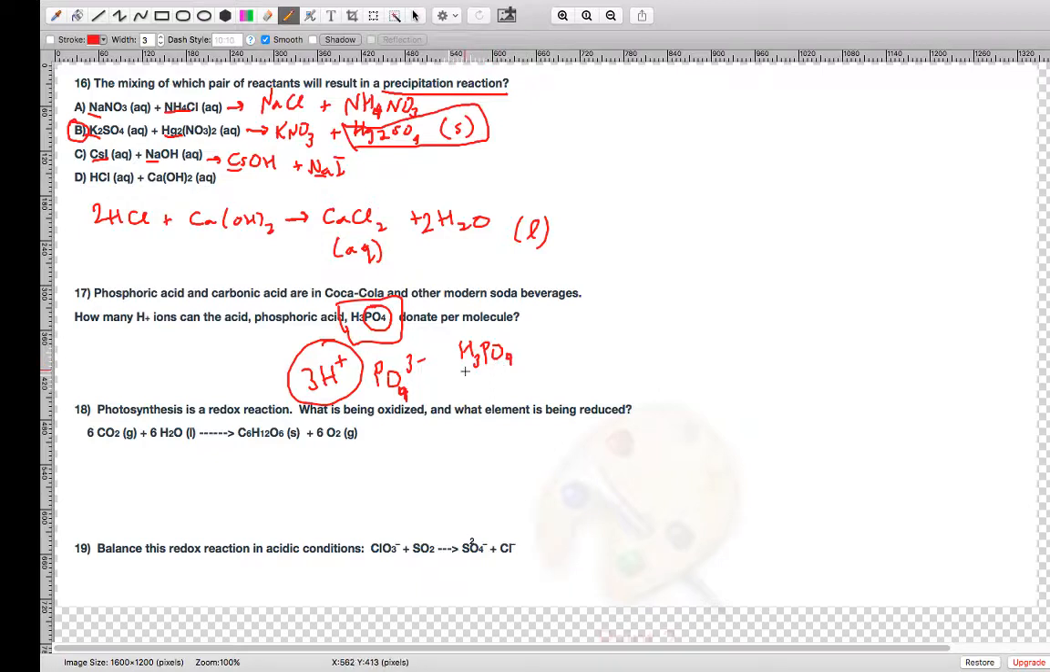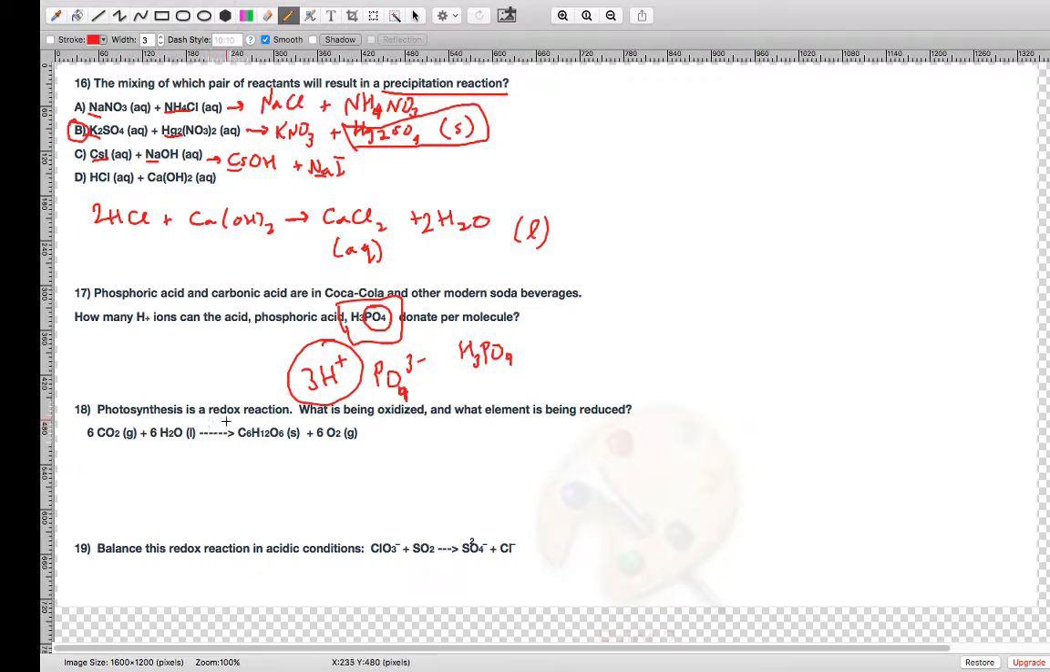When this dissolves in water, it could make 3 H pluses. It doesn't always, but it could make 3 H pluses. So the answer is 3. As an extra here, what do you call an acid like phosphoric acid, which doesn't always separate completely, but could? Some of these could separate completely. That's right, it would be a weak acid.